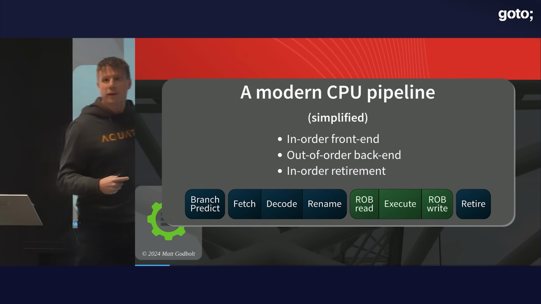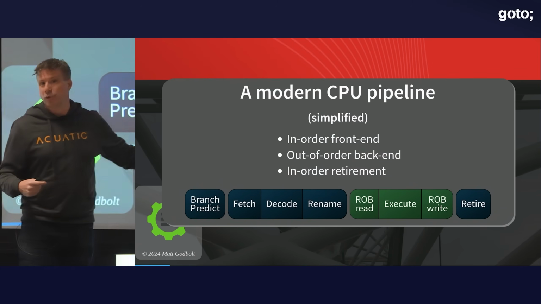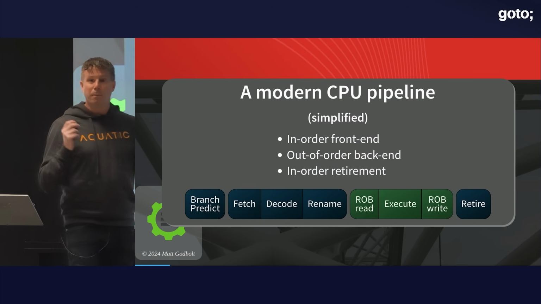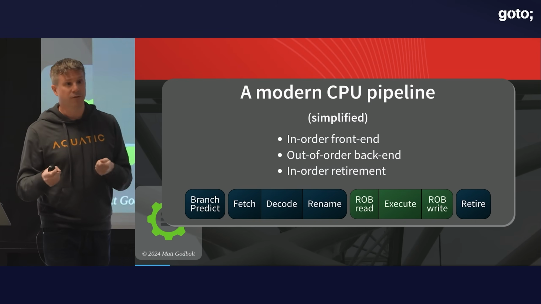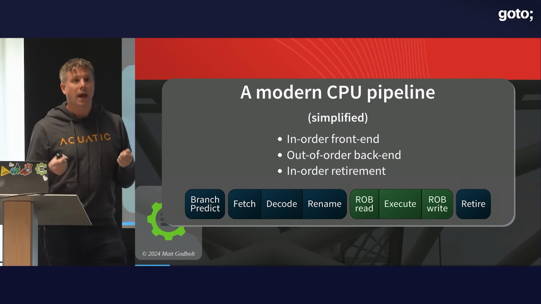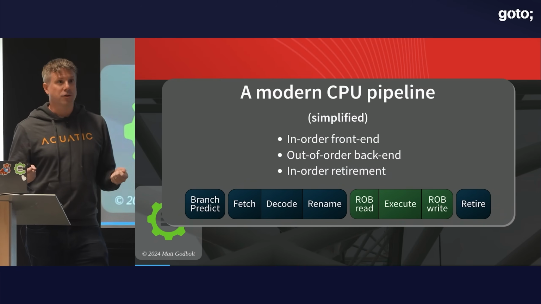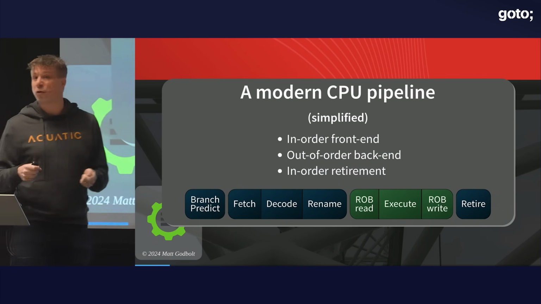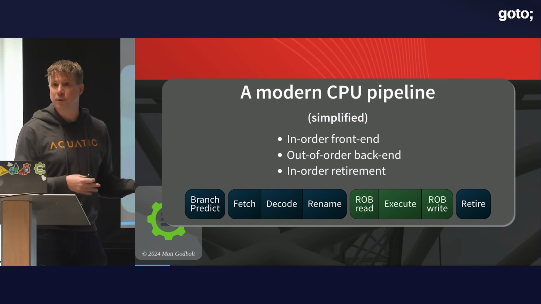And then there's this cool green stage here, which is out of order. What does that mean? It means that the CPU is going to do some dependency tracking between the various instructions that you've given it, and it's going to execute the instructions in an order where their dependencies are satisfied, but it's not necessarily the order that you even gave them to the CPU in.